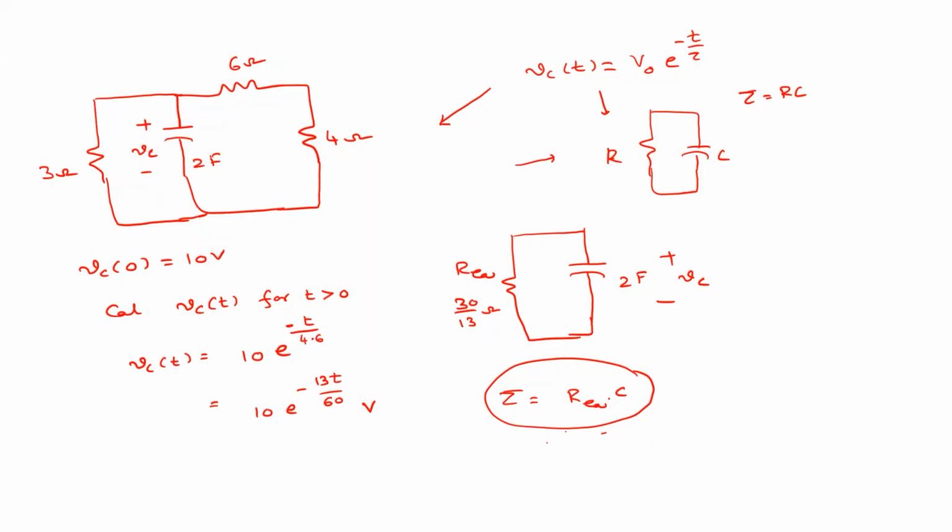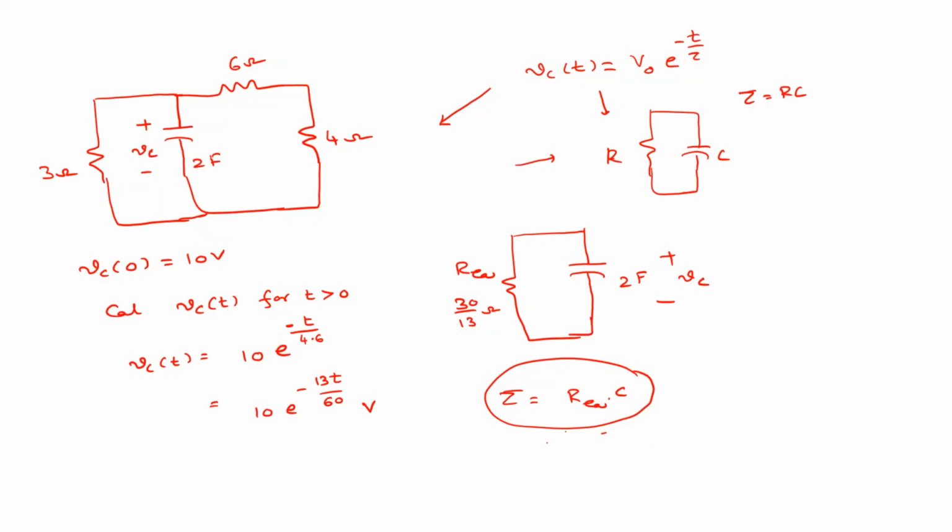Understood? So this is how we need to solve the problems. First thing is we need to calculate the R equivalent, and the tau value is R equivalent into C. From that you have to substitute in the expression.